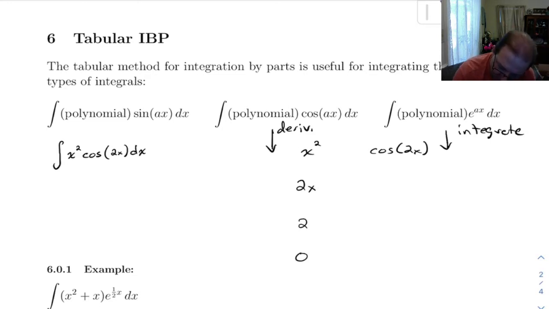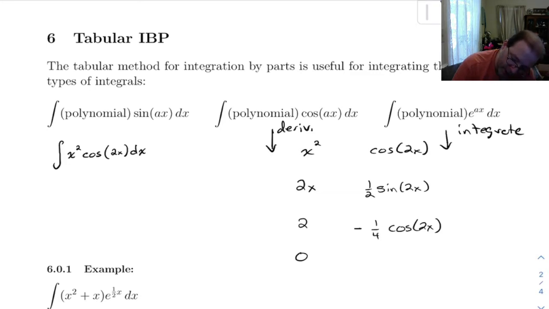When we do the integration over here, you integrate cosine, you get positive sine. And we have to divide by 2. When you integrate sine, you get negative cosine. And you have to divide by 2, so we get a fourth. And when you integrate cosine, you get sine. And it doesn't change from positive to negative. So this stays negative, and we have to divide by 2 again, so we get 1/8.